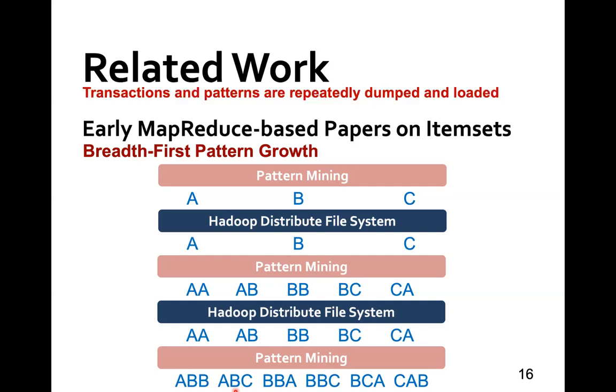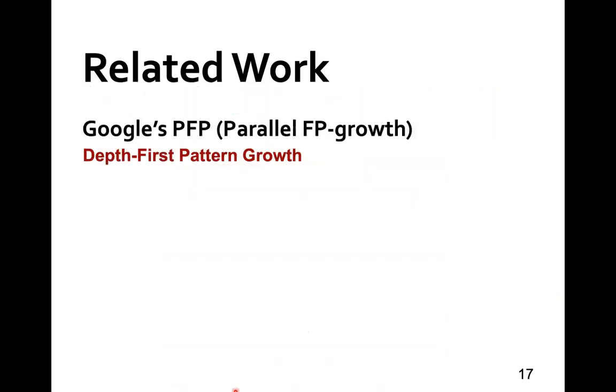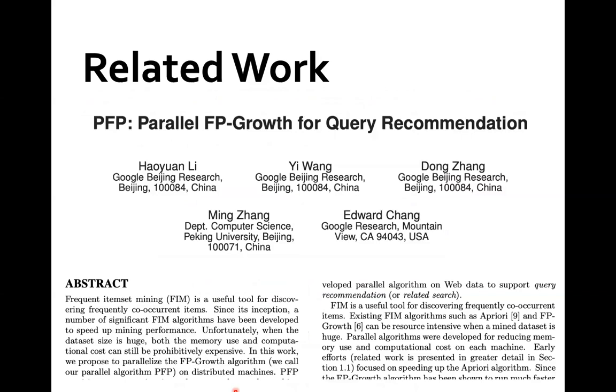A problem with such a MapReduce solution is that transactions and patterns are repeatedly saved to HDFS and loaded back, which incurs a lot of I/O overhead. Secondly, the patterns need to be checked against the entire transaction database rather than a small projected database. A satisfactory solution that uses the depth-first FP-growth algorithm is proposed by Google researchers, which makes the FP-growth algorithm run in parallel with a MapReduce job.